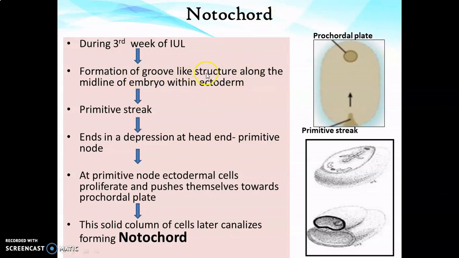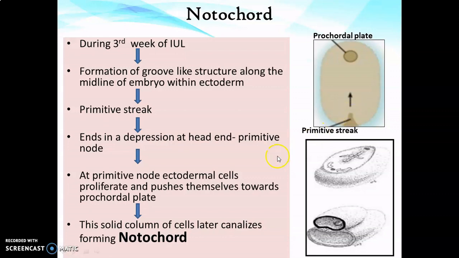There is formation of a groove-like structure along the midline of the embryo, that means along the long axis or head-tail axis of the embryo, within the ectodermal germ layer. This groove-like structure is known as primitive streak. You can see here the development of the primitive streak starting at the caudal end or tail end of the embryo, and towards the head end it ends in a depression known as primitive node.